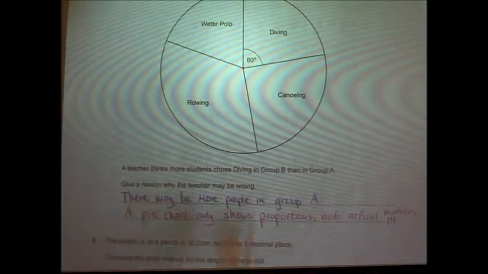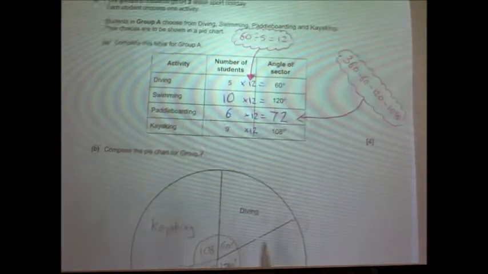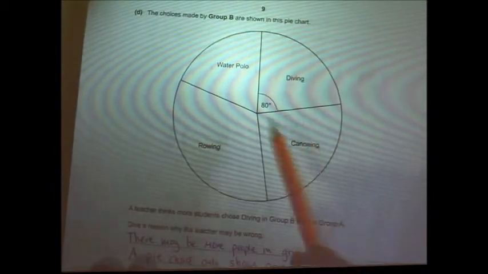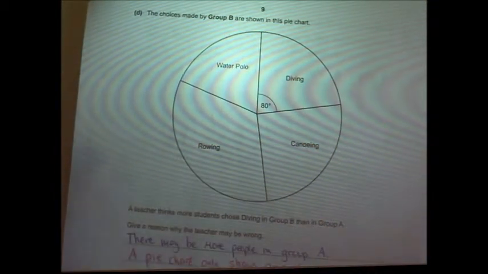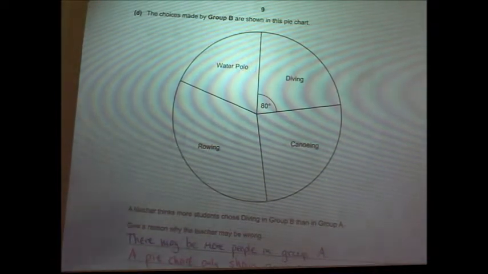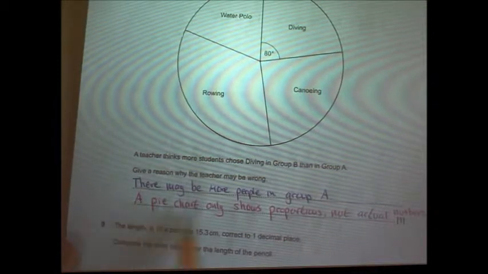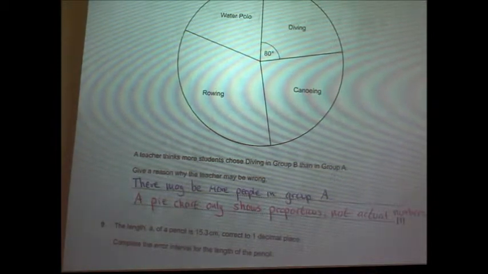There may be more people in Group A. So what that's on about, if there are, and I know there's not, but if there were 100 people in here, actually that would be quite a lot of people doing diving. But if there were only 10 people in here, there wouldn't be many doing diving at all, because it's just under a quarter. So it does depend on how many people are in your data set. I've put a little note here. A pie chart only shows proportions. It does not show actual numbers or data.